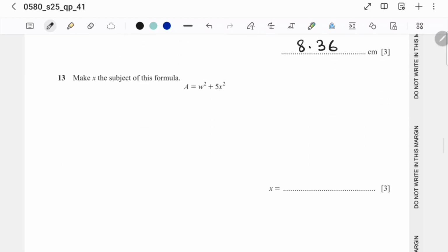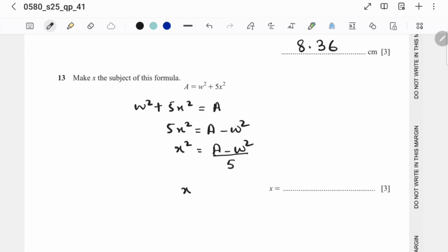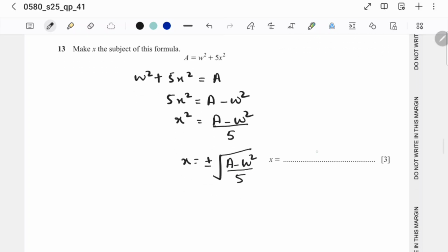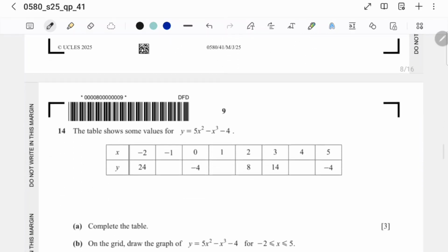Alright, the next part is make x the subject. So that is 5x square plus w square is equals to a. 5x square is equals to a minus w square. x square is equals to a minus w square upon 5, and x is equals to, take the square root, plus minus the square root of a minus w square upon 5. So this is the answer for this question. Go to the next question.